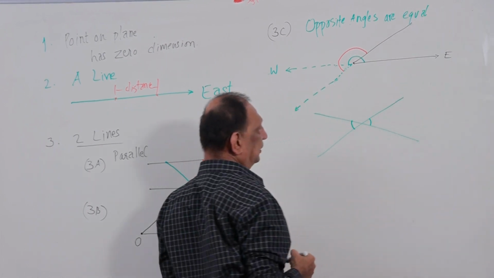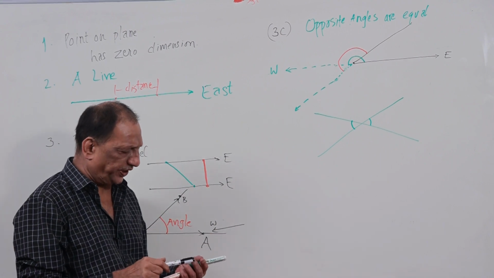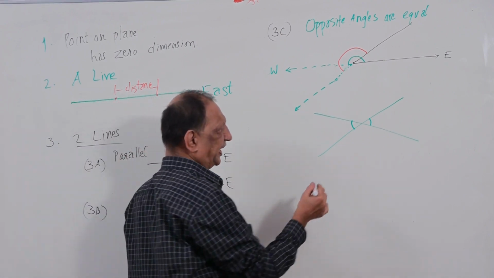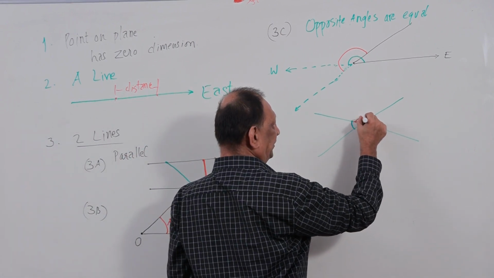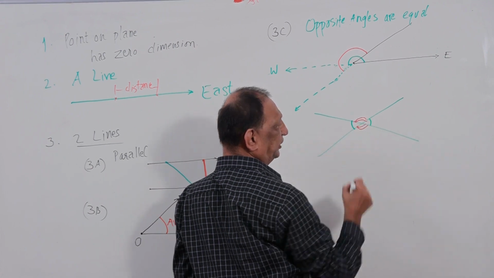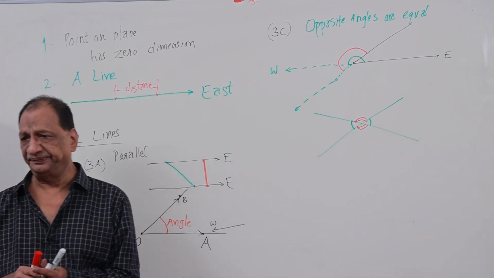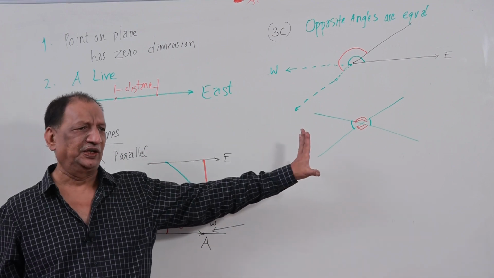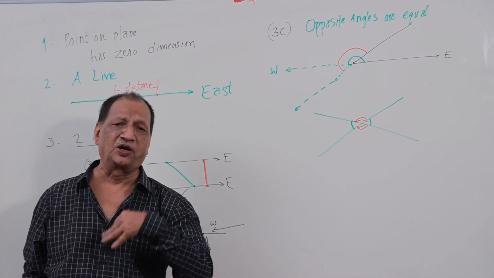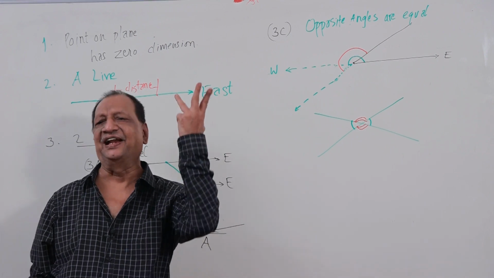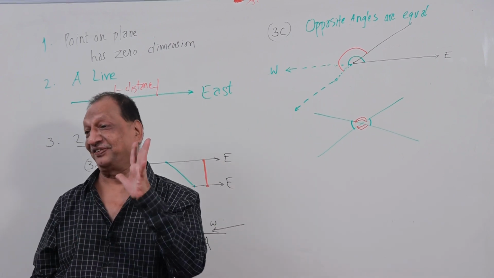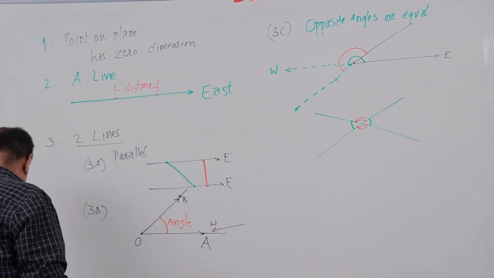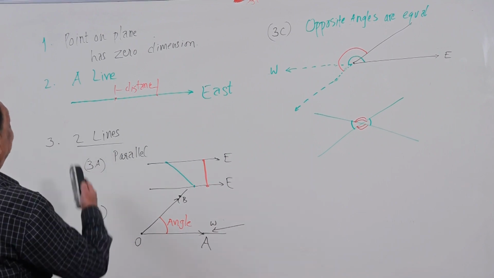So when two lines intersect, we get actually 2 pairs of opposite angles, and each pair contains 2 equal angles. Correct? That is for 2 lines. We have covered 2 lines. Once we finish 2 lines, now we have to go on to 3 lines. Now we go to 3 lines and see what happens. Some very interesting things can happen with the 3 lines, right?